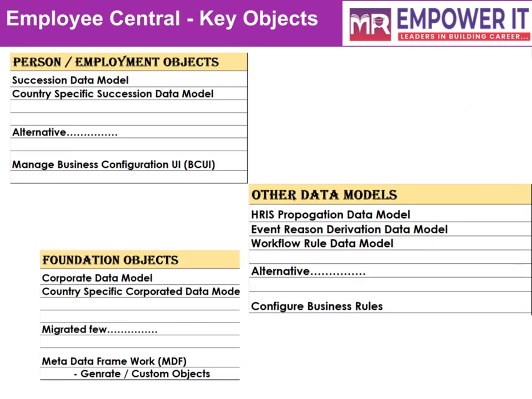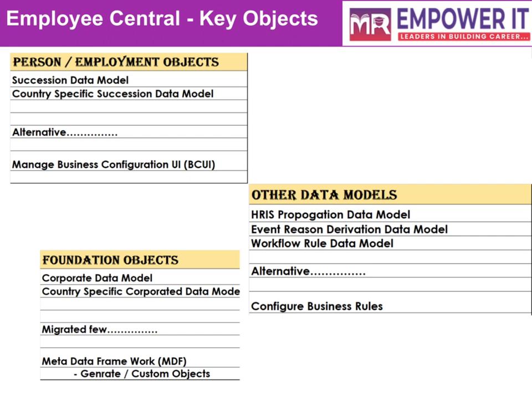As we have seen in the previous slide, all the EC customizations can be done using data models, which are nothing but XML templates. Earlier, all the customizations were done using XML templates, but gradually SAP developed alternative non-technical applications using which we can directly do the changes in the configuration itself. As of today, the person and employment objects can be customized using the Manage Business Configuration UI, which is also called MBC or BCUI. This is an alternative to the succession and country specific succession data models.